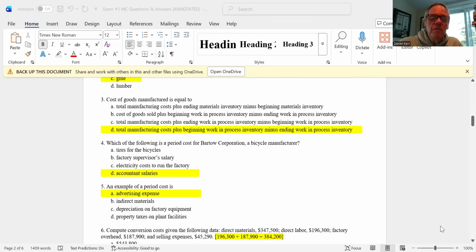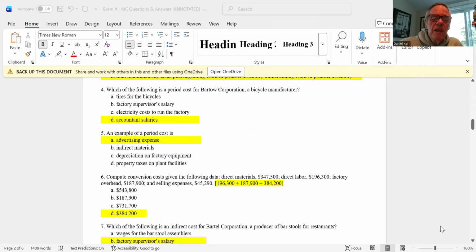An example of a period cost is something that doesn't become part of the cost of the product. So advertising expense, although important, doesn't become part of the cost of the product, whereas indirect materials, depreciation, and property taxes on plant facilities all become part of the cost of the product. So the correct answer there is A, advertising expense.